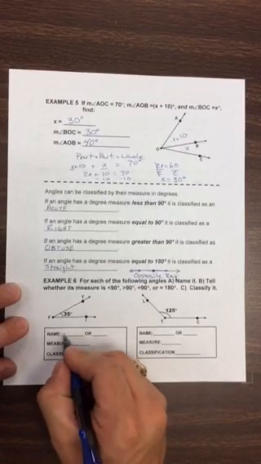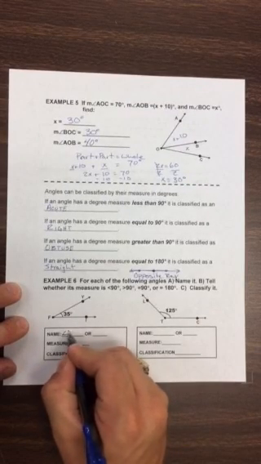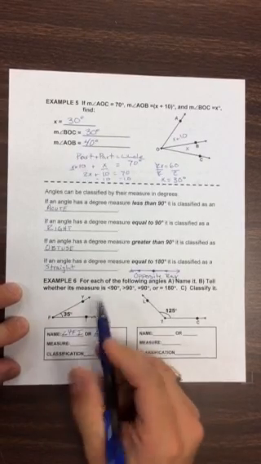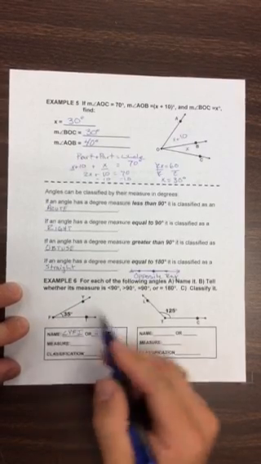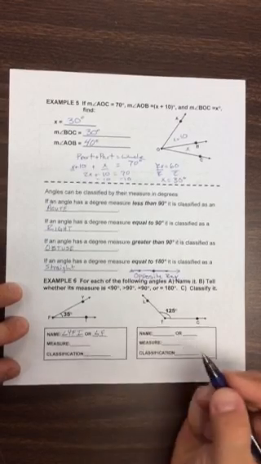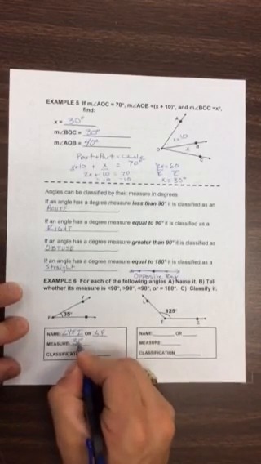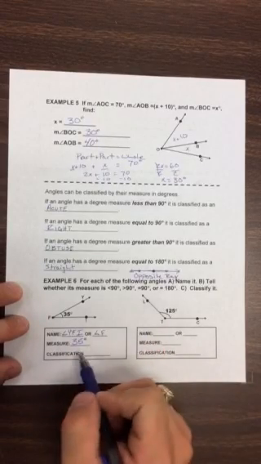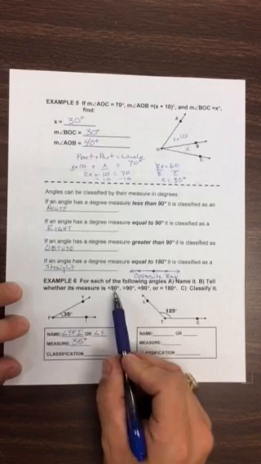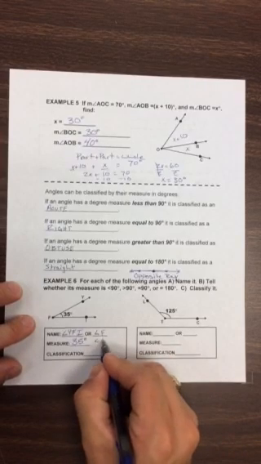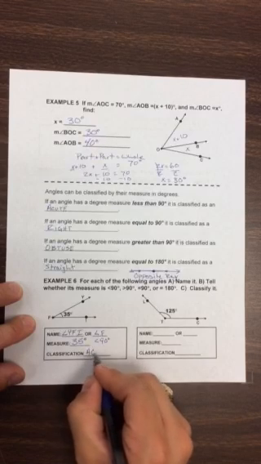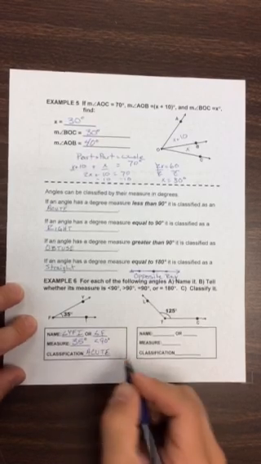So, naming the angle. We're going to say that this could be angle YFI, or I could say it's angle F, because there's only one angle. We're going to name it off the vertex, angle F. The measure is 35 degrees, and the measure is then less than 90 degrees. Since it's less than 90 degrees, it would be an acute angle.